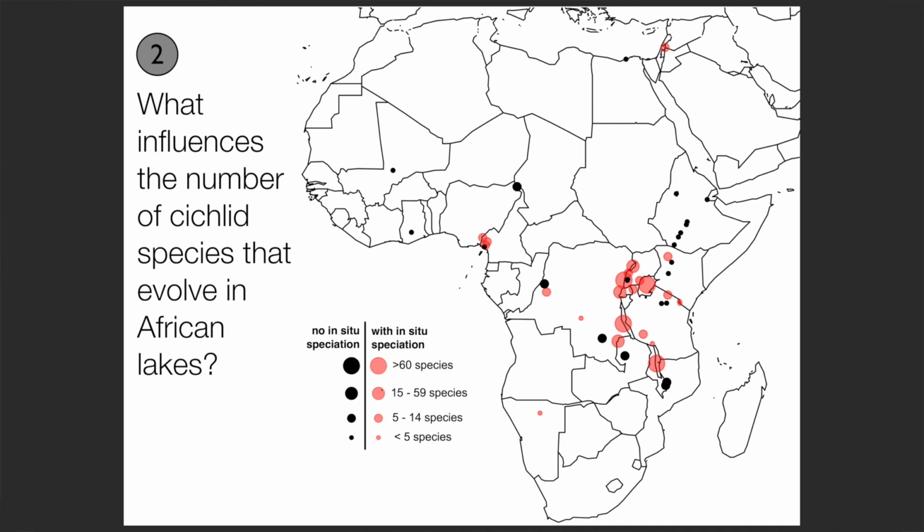So that's the second part of the talk, asking the question, what influences the number of cichlid species that evolve in these African lakes? So in this plot of Africa, you can see the red dots correspond to lakes where there has been evolution of new species. The black dots are lakes where there has not been the evolution of new species. And the size of the dot corresponds with the number of species in that lake. And you can see that these lakes range in species number from many hundreds of species down to just a few species.